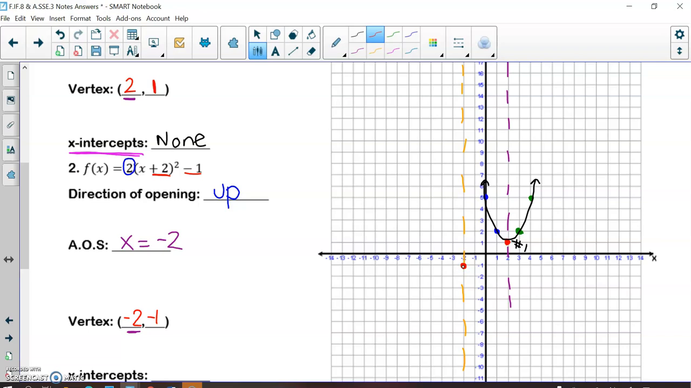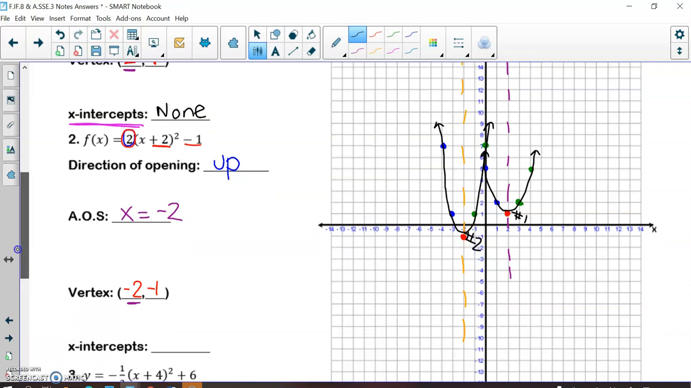All right, to get my next point on the graph, I take my a value and multiply by 1. My a value is 2, I multiply by 1, and so my next point is up 2 and over 1. Then I take my a value, which is 2, and multiply by 3, and that is going to be 6. So I go up 1, 2, 3, 4, 5, 6, and over 1. And now I'm going to reflect those points over my yellow axis of symmetry. And now I can sketch my graph. Make sure to label that this is graph number 2.